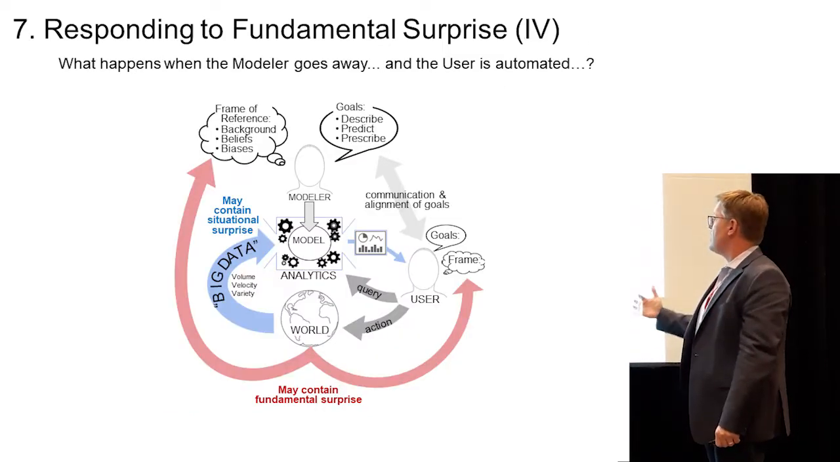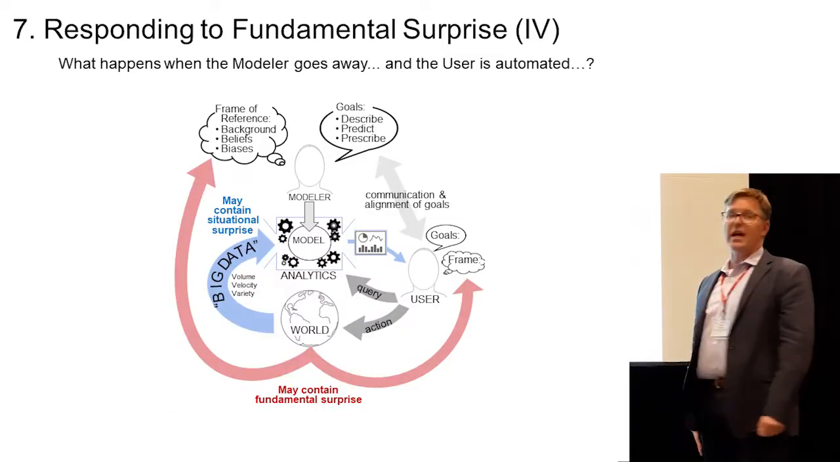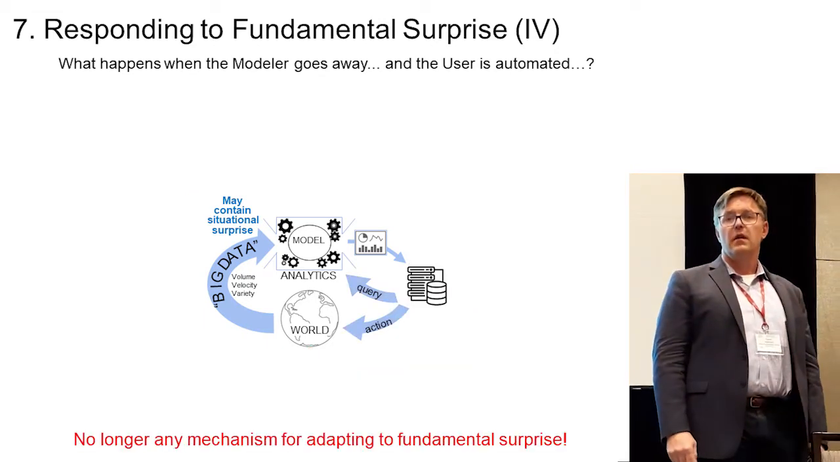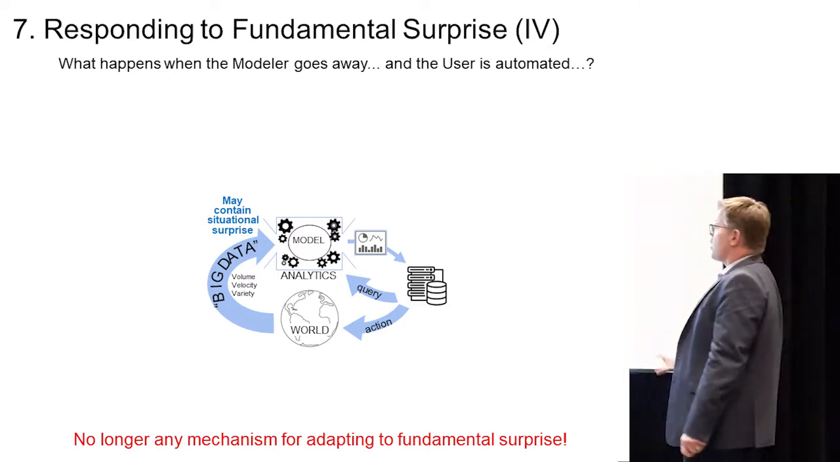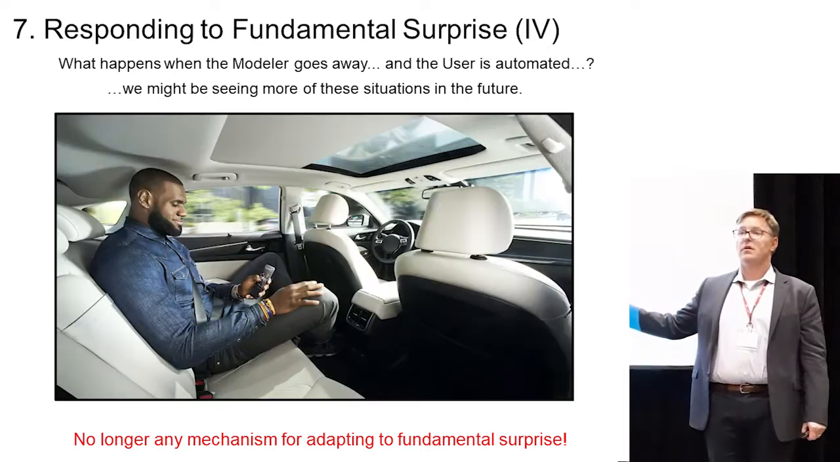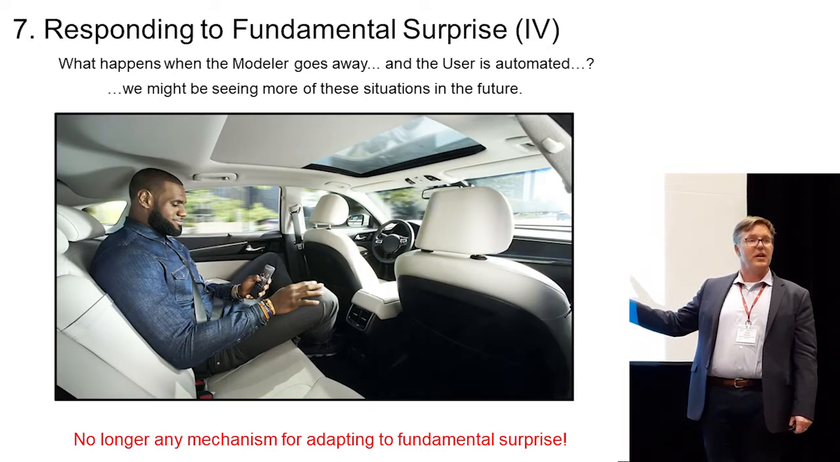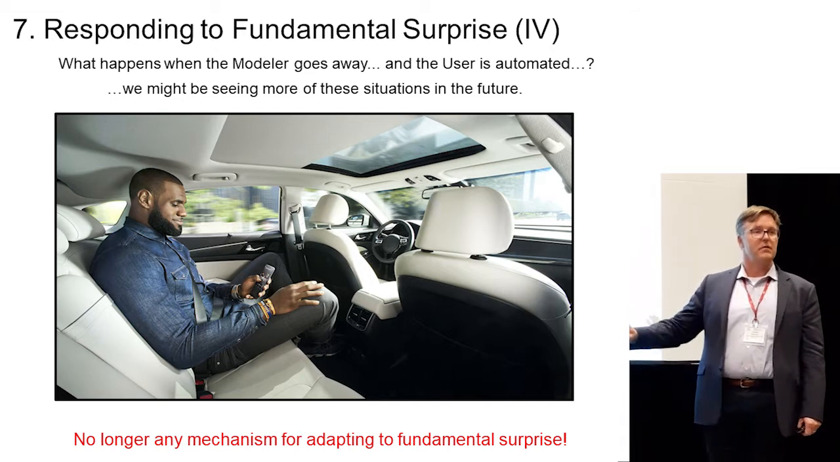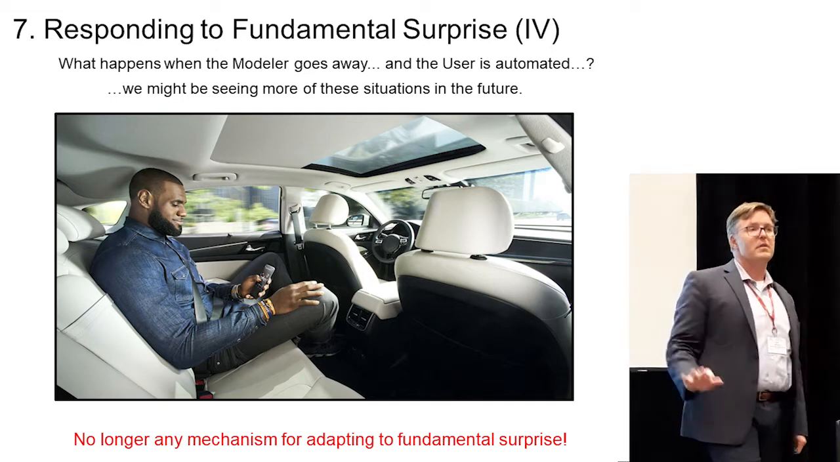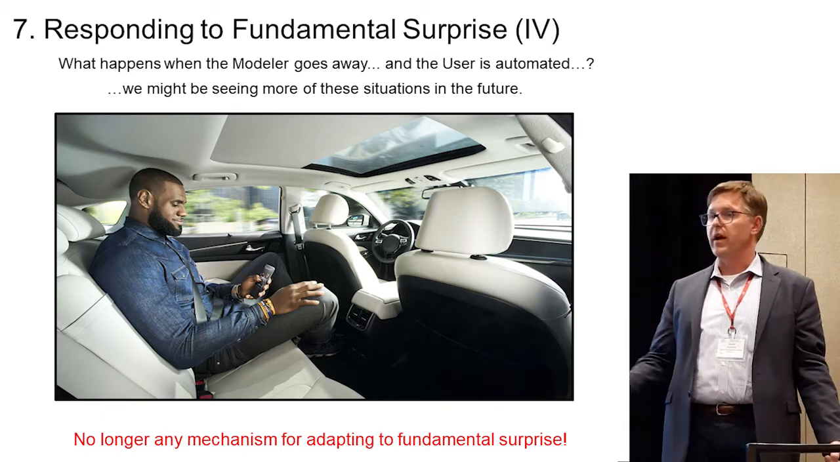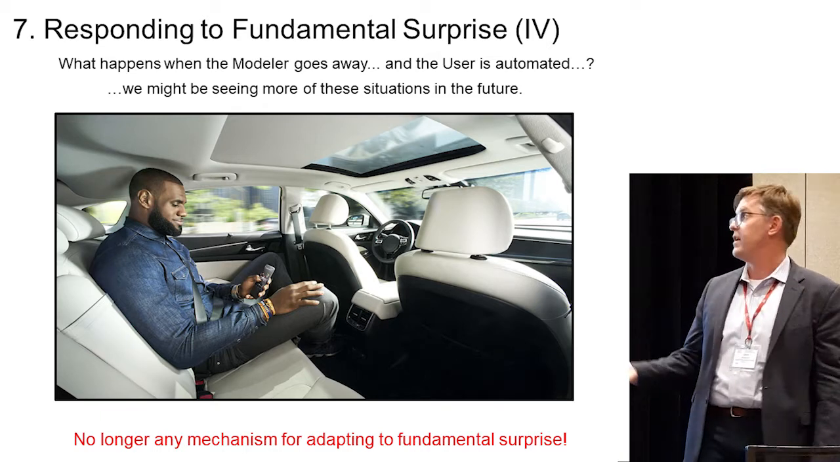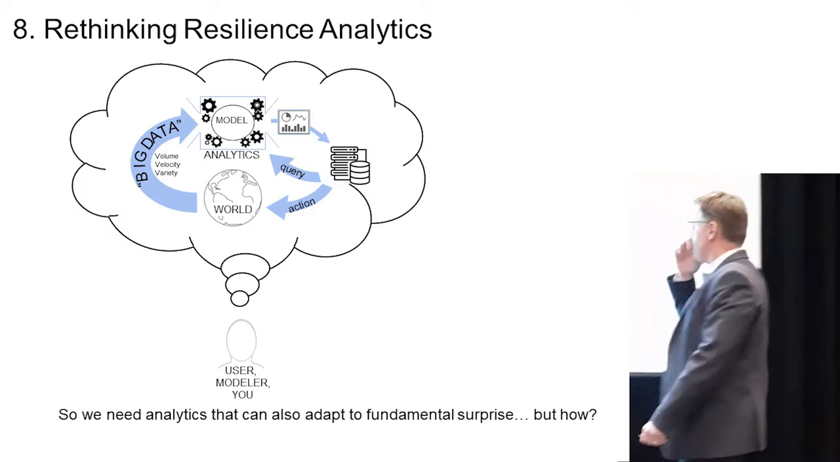With the user or the modeler alone, we're limited in what we can do. The real scary thing is what happens when they both go away. What happens when the modeler's gone? What happens when the user's gone? We're quickly moving into this world. This is LeBron James sitting in the back of an autonomous vehicle. What happens when there is no modeler and no user? We are just all passengers along for the ride. This is where it gets really scary and dangerous.